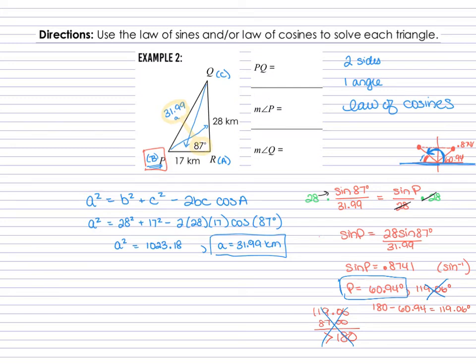The only thing left to find then is angle Q. We can find angle Q by subtracting from 180 the 87 degrees of angle R and the 60.94 from angle P. When we subtract all of those through, we find that the measure of angle Q is 32.06 degrees. So we're going to take all those values and fill them in. PQ we found was 31.99. Angle P was 60.94. And angle Q was 32.06 degrees.